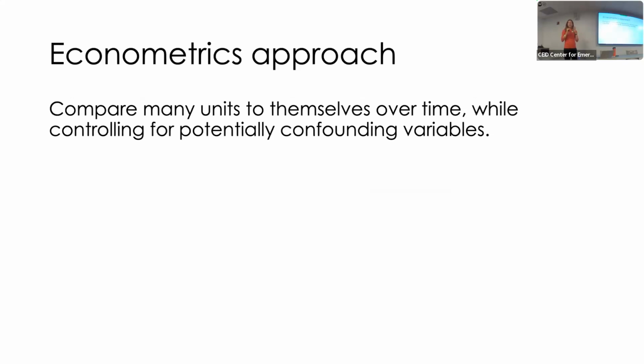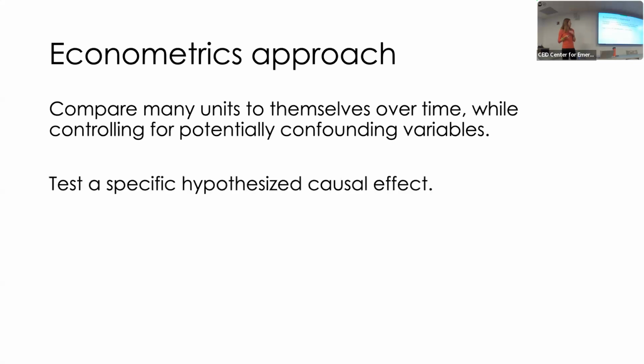So you're controlling for whatever might be idiosyncratic and unique about a particular unit and asking, if this unit has higher than average temperature, does it also have higher than average dengue, while controlling for other potentially confounding variables? And that's what makes this a causal analysis. Then we want to test for specific hypothesized effects. In this case, we're focused on temperature.